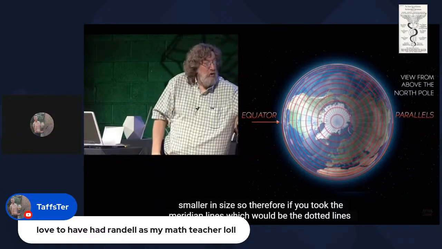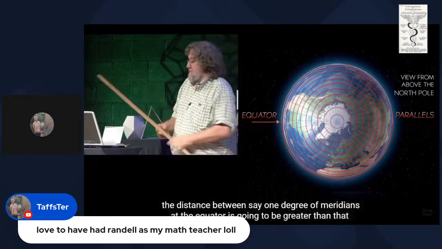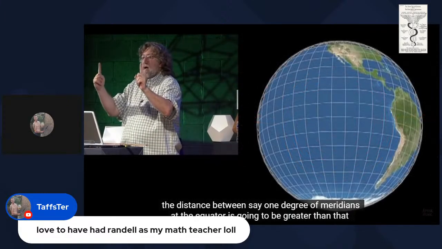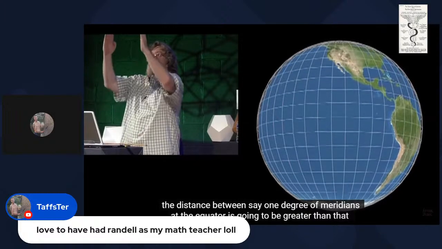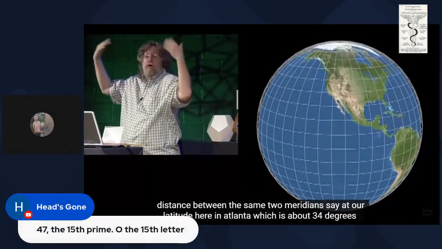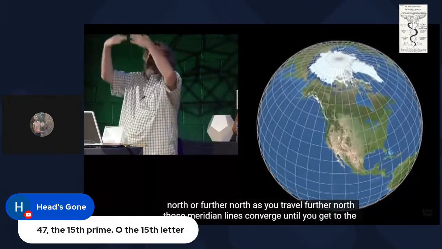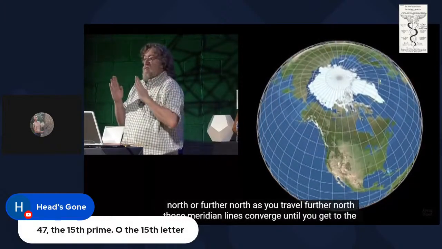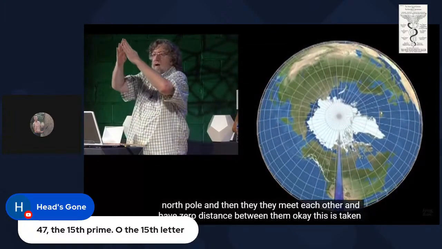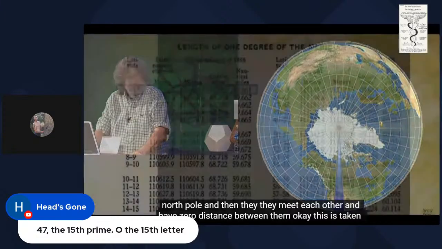So therefore, if you took the meridian lines, which would be the dotted lines, the distance between, say, 1 degree of meridians at the equator is going to be greater than that distance between the same two meridians, say, at our latitude here in Atlanta, which is about 34 degrees north, or further north. As you travel further north, those meridian lines converge until you get to the North Pole, and then they meet each other and have zero distance between them.